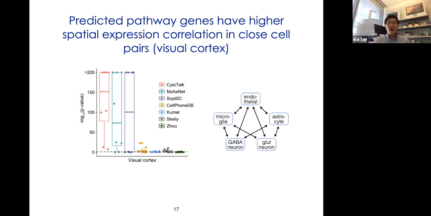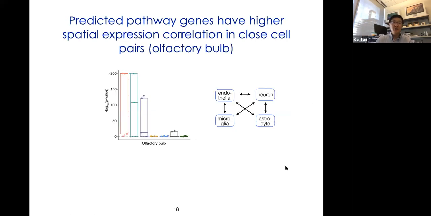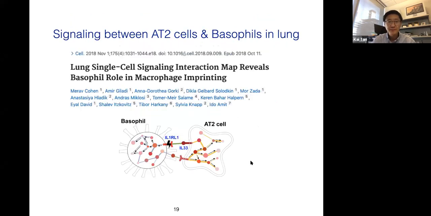Okay. So this is the evaluation using the visual cortex data. We also evaluate the performance using a similar matched data set on olfactory bulb. Here, again, you can see the correlation of close gene pair, cell pairs much higher for the pathway predicted by CytoTalk.